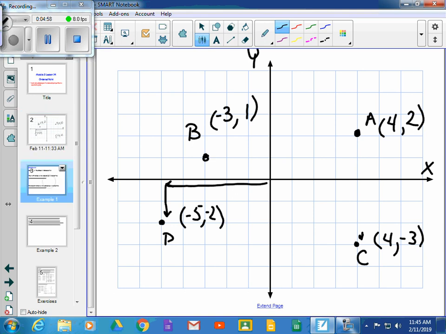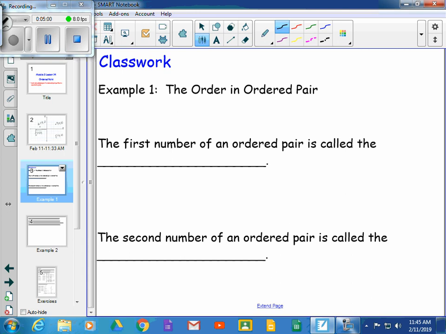Now let's take a look at example number 1. We're just defining some terms that we're going to be using. We use ordered pairs to describe locations of points on the coordinate plane. The first number of an ordered pair is simply called the first coordinate. The first number that I wrote down every time was the first coordinate. Now, I like to call it the x-coordinate. It tells me where I'm lining up on the x-axis.